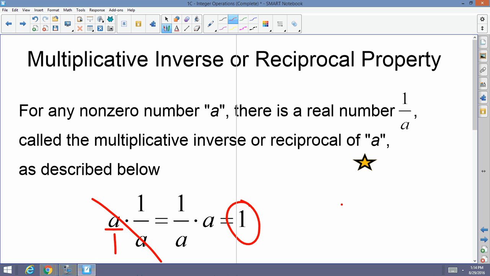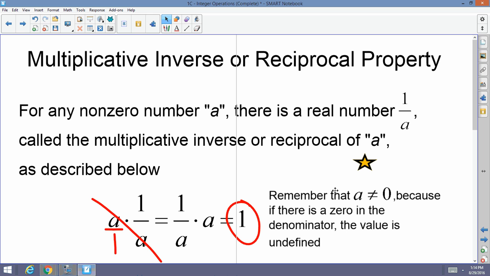Please note though, that a can never be 0, I'm sorry. Please remember that a cannot equal 0, because if there is a 0 in the denominator, the value is undefined. So there can never be a 0 in the denominator.